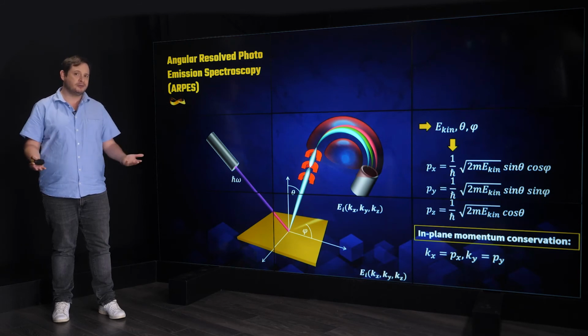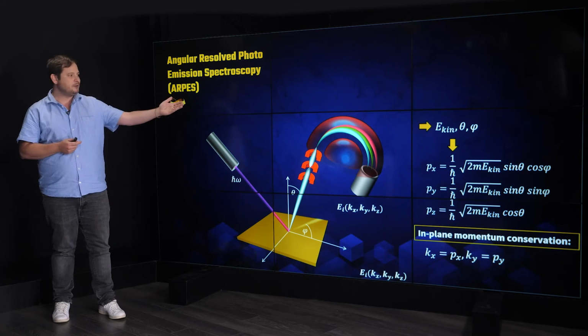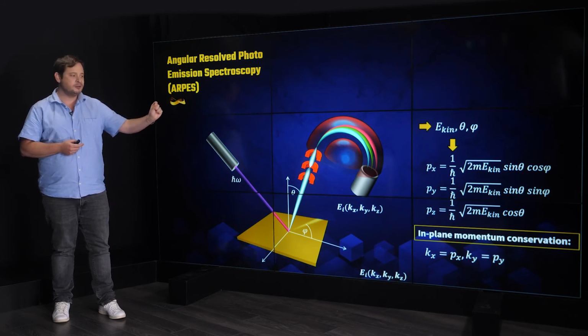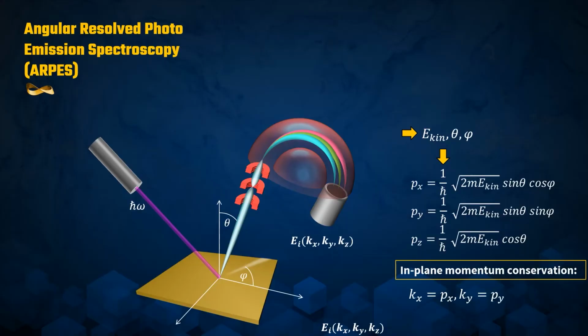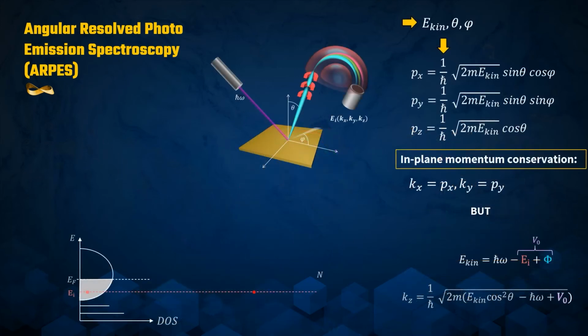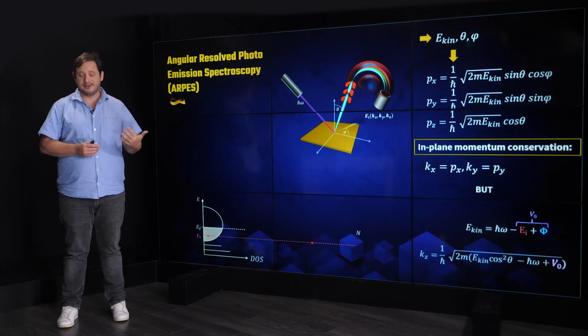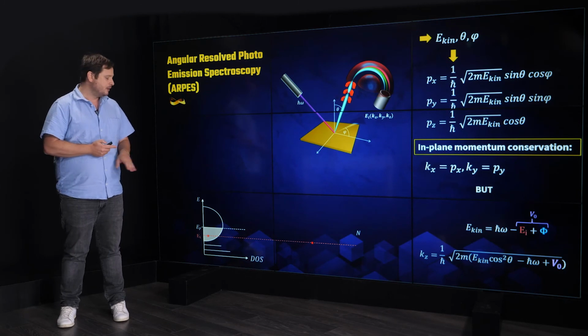We did not break translational invariance. Therefore, px and py that we calculated from the kinetic energy and the solid angle that we recorded are simply related to the momentum, in-plane momentum, the electron had inside the sample. So now we're missing only the third component of the momentum vector, the out-of-plane direction, where translational invariance is actually broken.